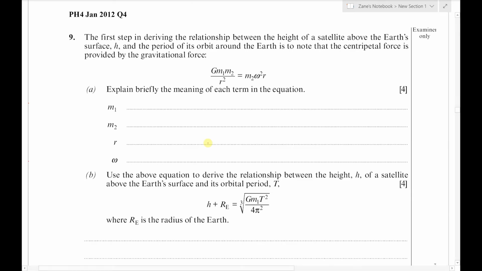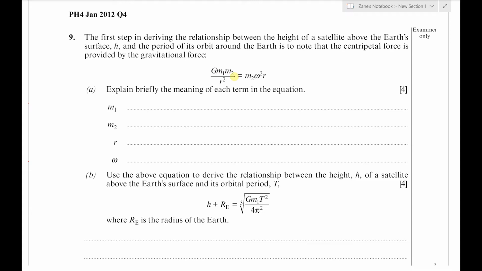This time is question 4 from January 2012's PH4 paper, and it's a gravitation question which is currently in unit 4. What we start off with is the equation for the centripetal force on an object orbiting the Earth, equating that to the gravitational force of attraction of that object to the Earth. And we've got to explain briefly the meaning of each term in the equation.